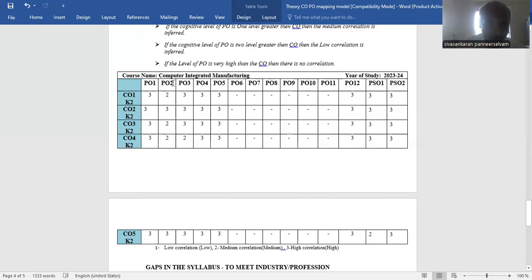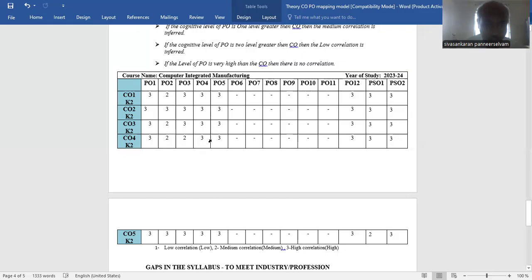And similarly, PO2 and CO4. So compare CO4 with PO2. Here it has a medium correlation, so the weightage given is 2. Similarly, PO3 has a medium correlation. So both are fixed as 2 out of the overall ranking out of 3.